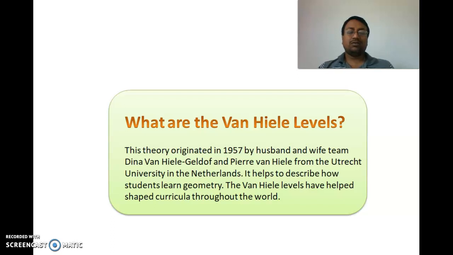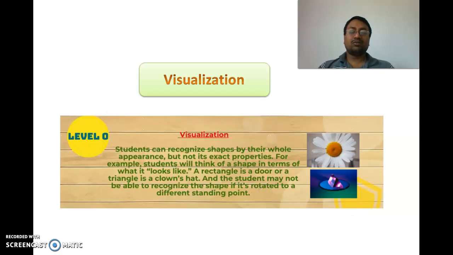This theory originated in 1957 by the husband and wife team Dina van Hiele-Geldof and Pierre van Hiele from Utrecht University in the Netherlands. It helps to describe how students learn geometry. The Van Hiele levels have helped shape curricula throughout the world. There are 5 different levels in Van Hiele's geometric thinking.